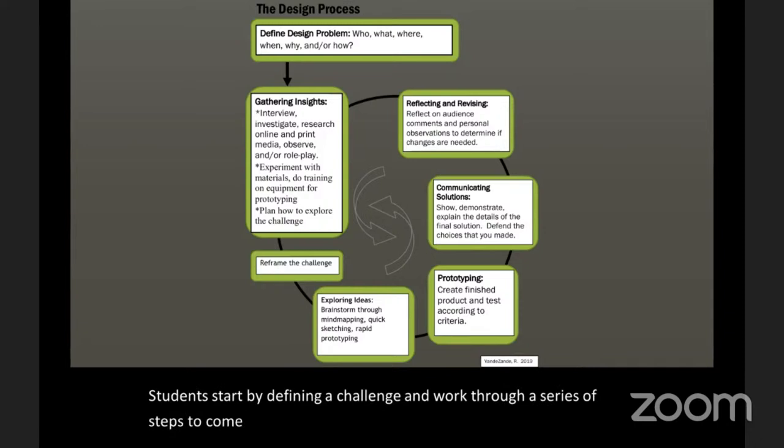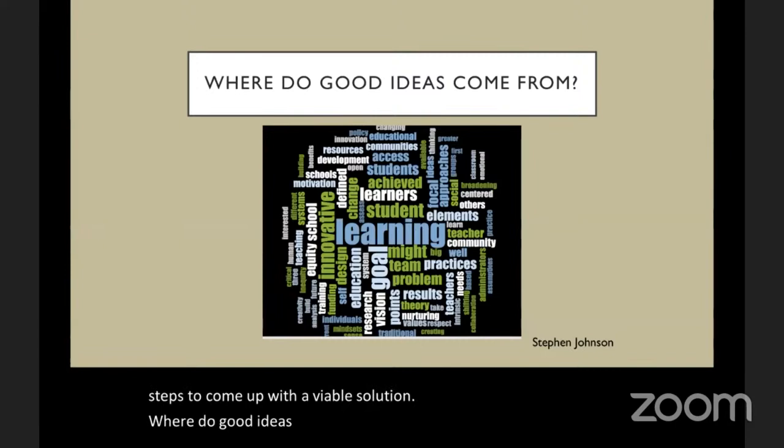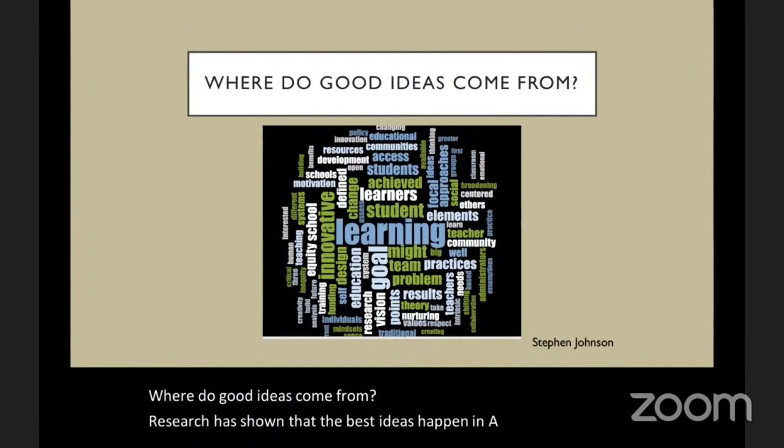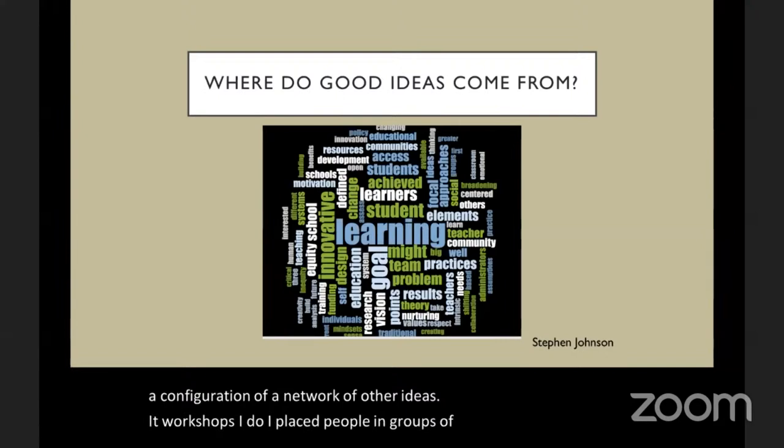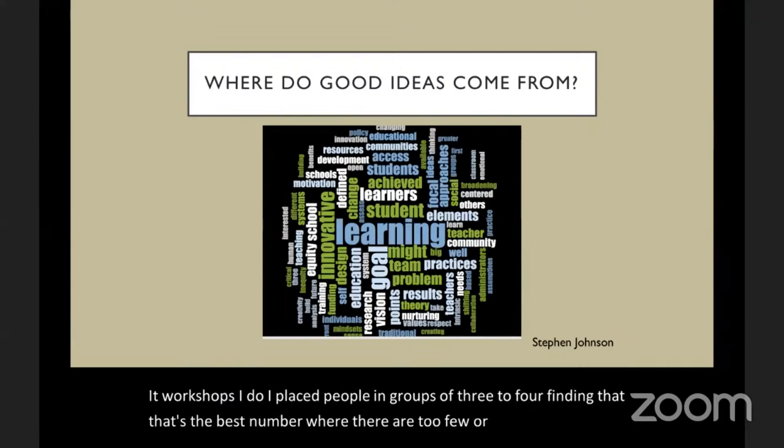Where do good ideas come from? Research has shown that the best ideas happen in a group. A new idea is a configuration of a network of other ideas. In workshops I do, I place people in groups of 3 to 4, finding that that's the best number where there aren't too few or too many, but it works most effectively with that smaller group.